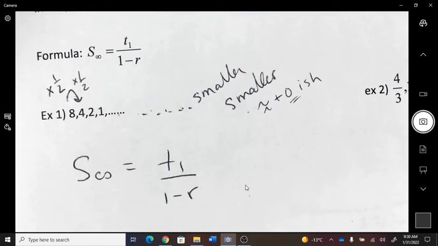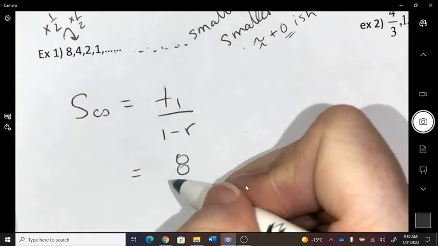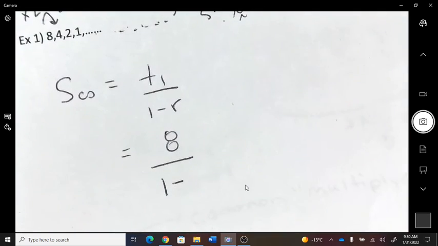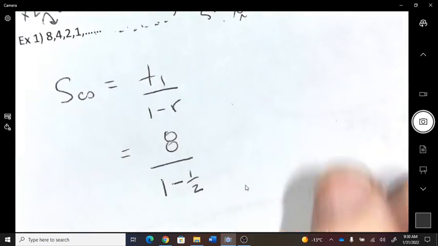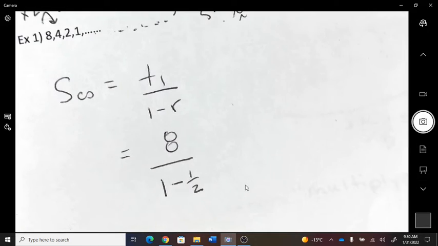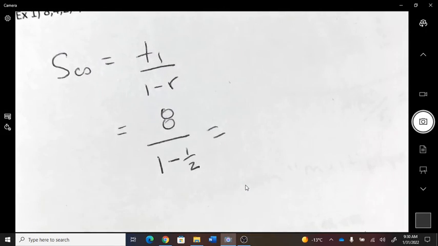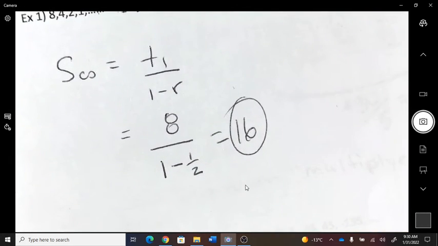Okay, so term 1 is 8. 1 subtract, what was our ratio? A half? Okay, can you type that in? And let's see if you can type it properly because you should get 16. Can you try that type? How you're typing it in, either using your order of operations separately or your brackets.